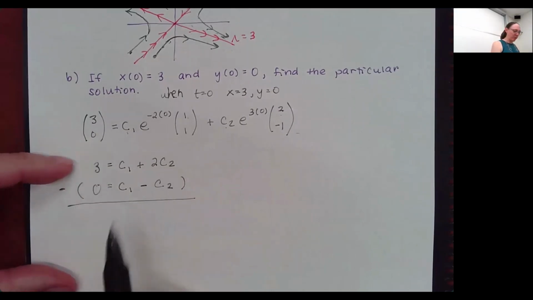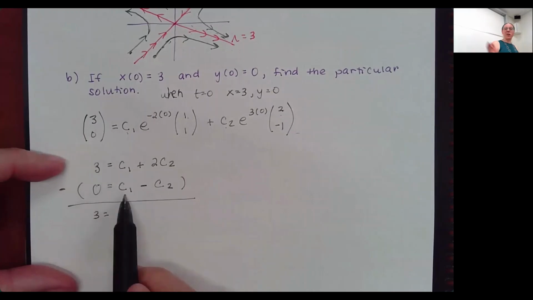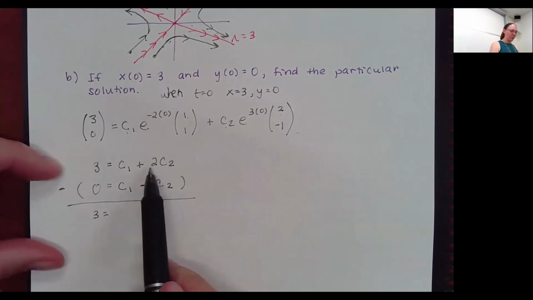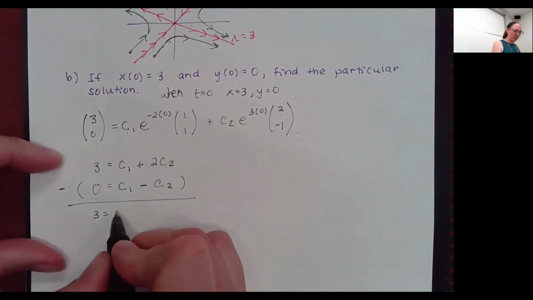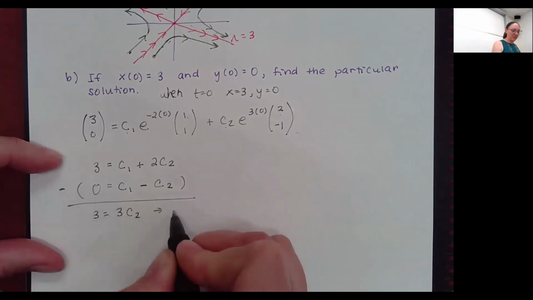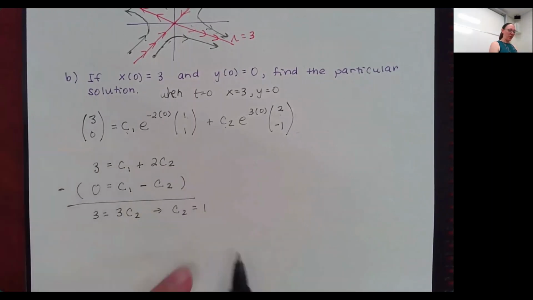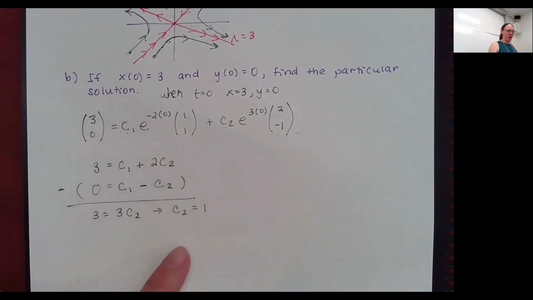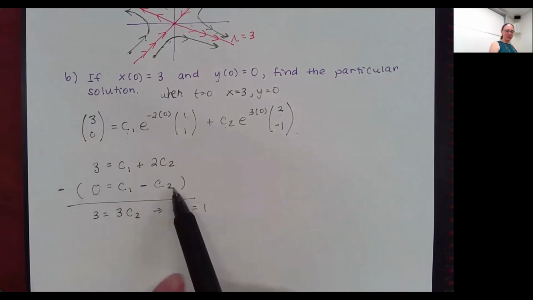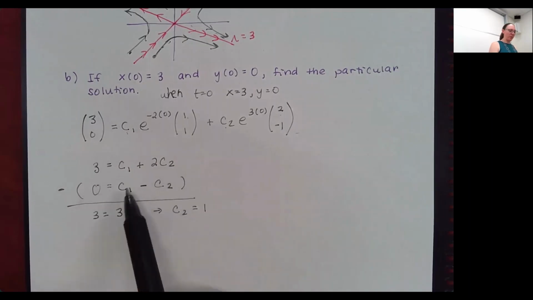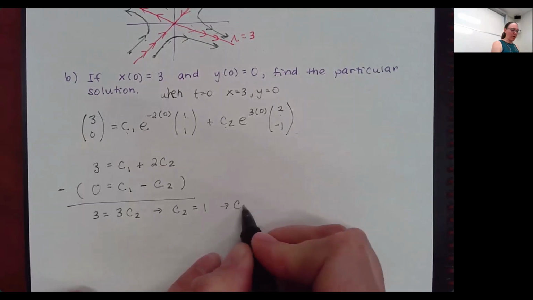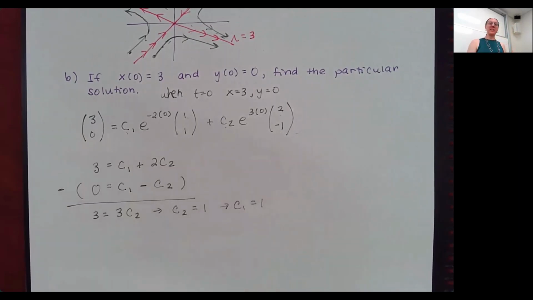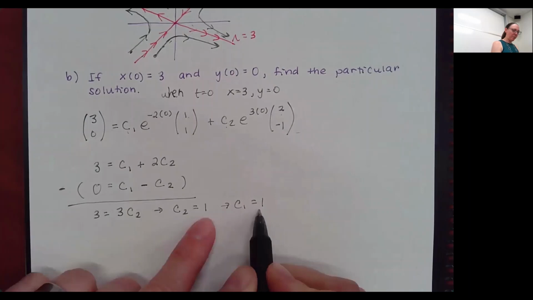So 3 minus 0 is 3. c1 minus c1, it's gone. And 2c2 minus -c2 gives me 3c2, which means that c2 has to be equal to 1. And knowing that, I can look at either of the equations to get the value for c1. The second one looks cleaner to me. So if c2 is 1, c1 must also be 1, which means my particular solution looks like plugging the 1 and 1 back in here.